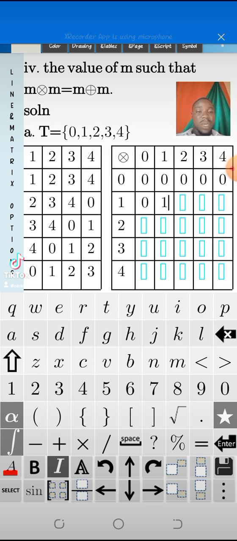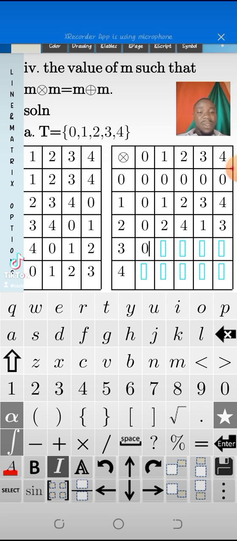And then 1 times 1 is 1, 1 times 2 is 2, 1 times 3 is 3, 1 times 4 is 4. Then 2 times 0 is 0, 2 times 1 is 2, then 2 times 2 is 4. Then 2 times 3 is supposed to be 6, but since we are dealing with mod 5, it's going to be 1. Then 2 times 4 is 8 normally, but it's going to be 3 because we are dealing in mod 5.